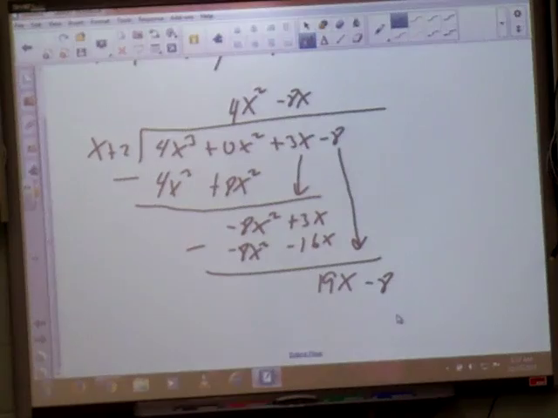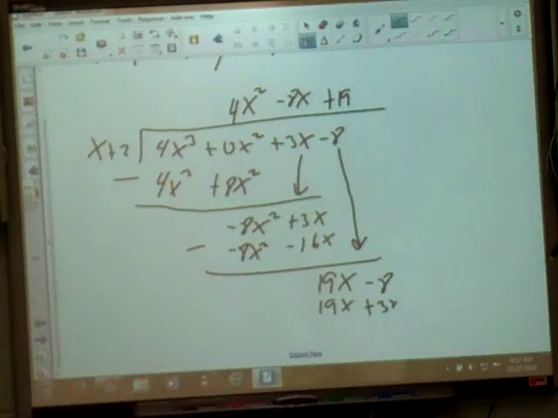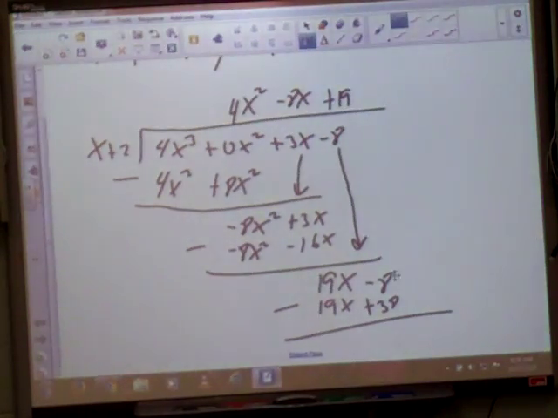Okay. So you just continue. Yep, just added another level on it. Okay, so our last time here, x times what gets me 19x? 19, so we put a 19 there. 19 times x is 19x. 19 times 2 is 38. So we subtract. 19x minus 19x is nothing. Negative 8 minus 38 is negative 46, isn't it? Alright, so we got a remainder this time.